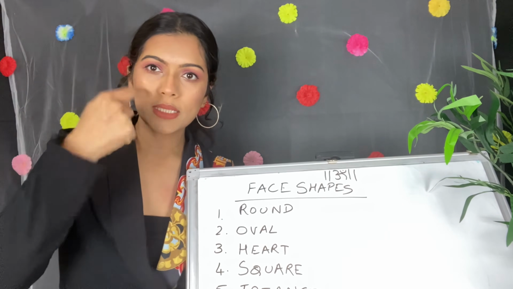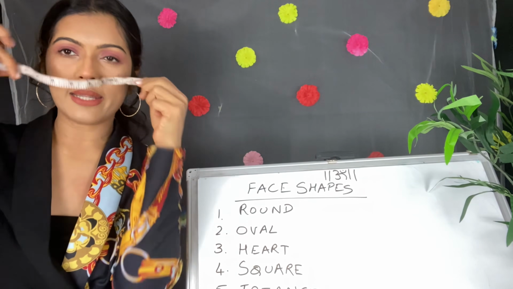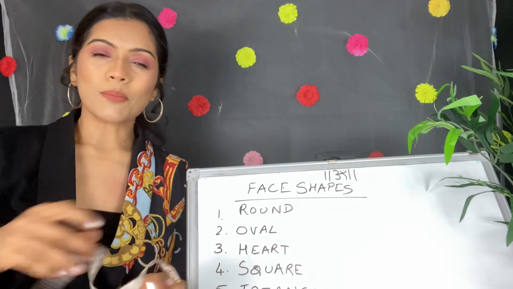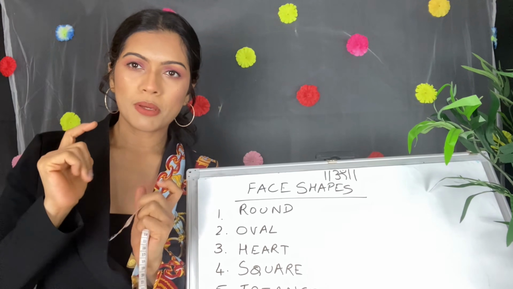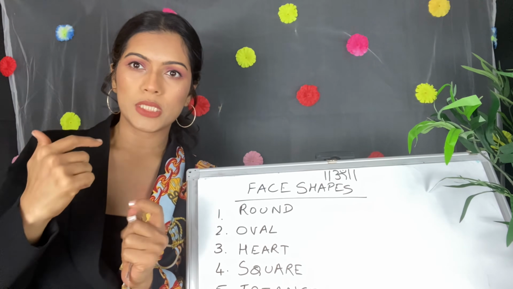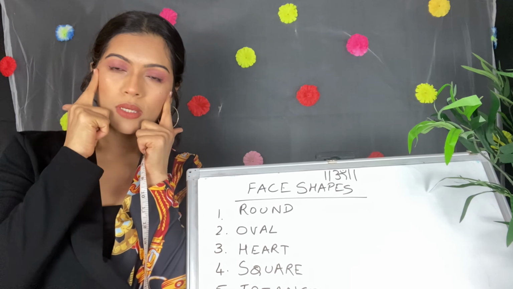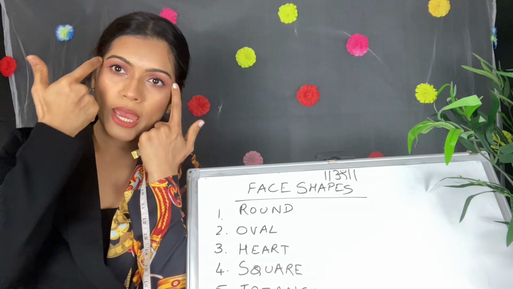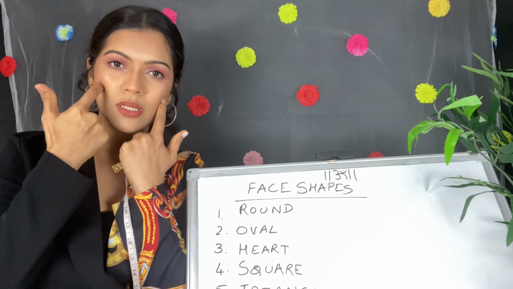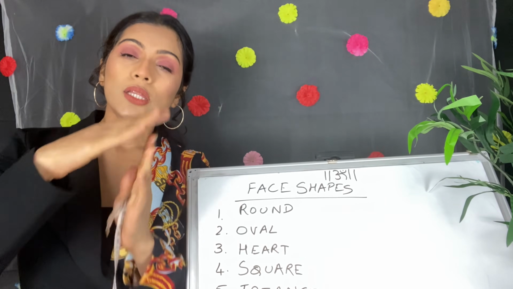Now when you measure these, guys, mine is like 6 and then 8 and then 7, something like that. Even if you observe my face shape, you will see the widest part of my face is my cheekbones. So that means my cheekbone is the widest part, and when I'm doing contouring, I have to contour my cheekbones. The ideal face shape is the oval face shape.